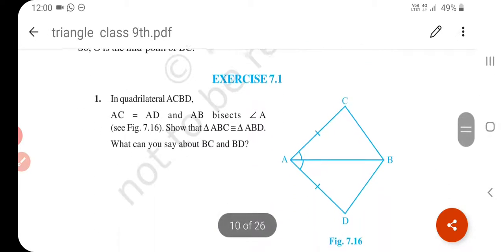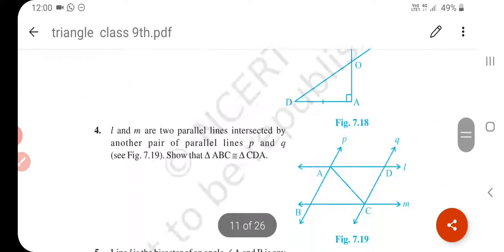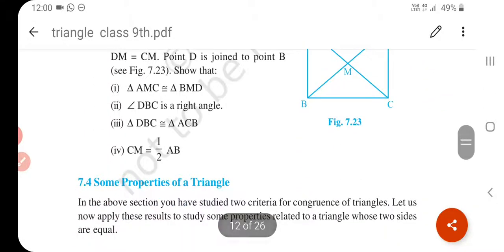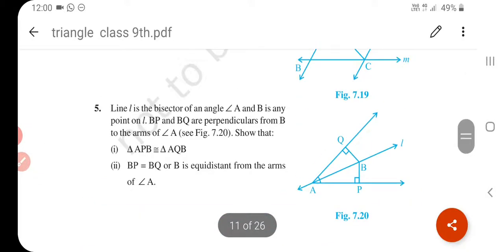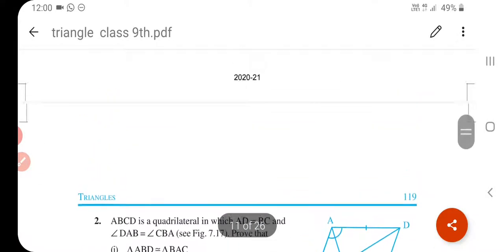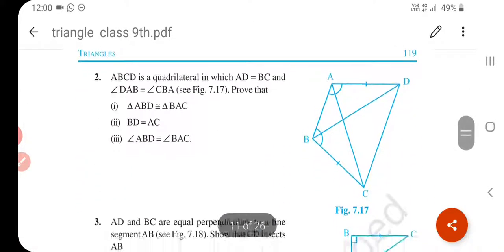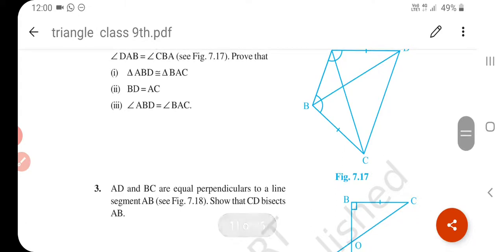Okay, understand? So your homework is exercise 7.1. I think today is your last exam, no? So do the questions, do the practice of these questions. Okay, question number 1, 2 and 3. Only 3 questions you can do. Okay, have a good day.